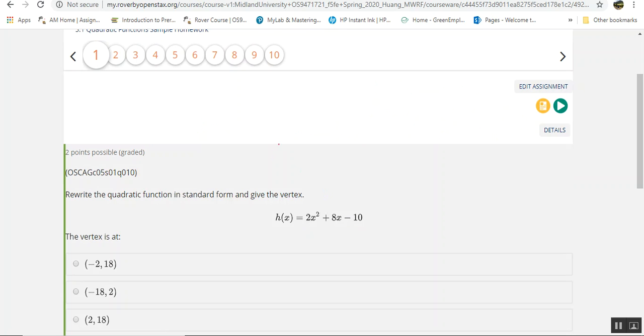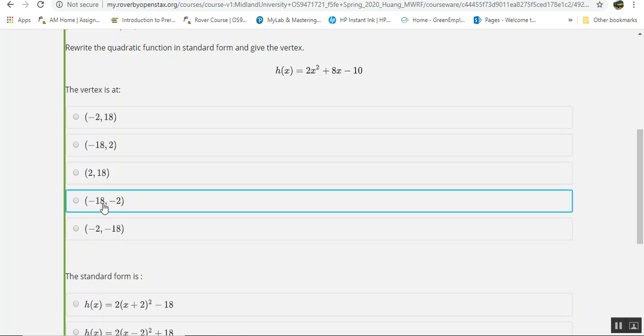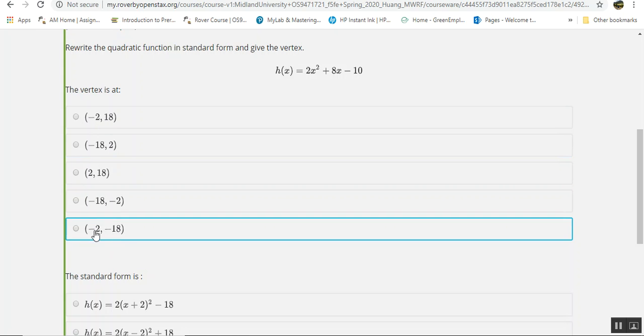So how do we find the h? h is actually negative b over 2a, right? So my negative b is actually negative 8. 2 times a is 2 times 2, so you get negative 2. So now with that h being negative 2, you can quickly narrow it down to these two problems.